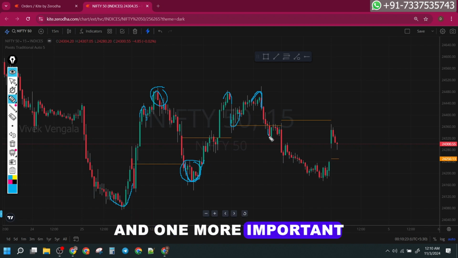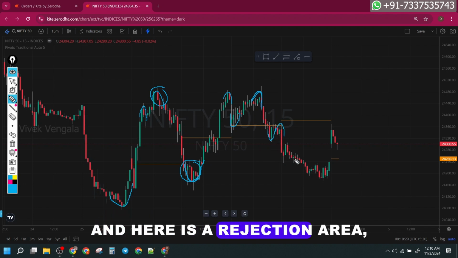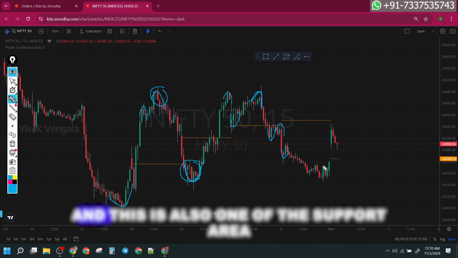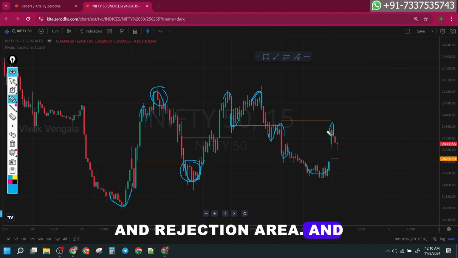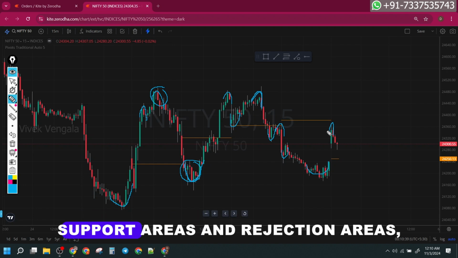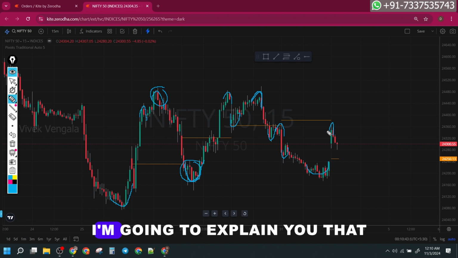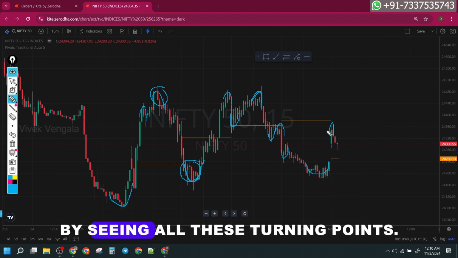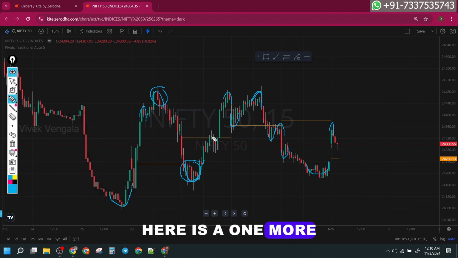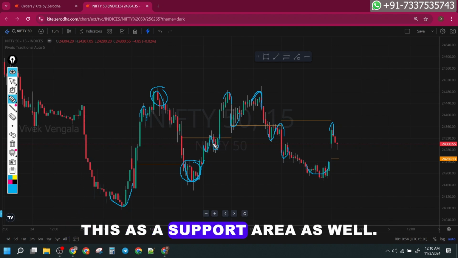And one more important area is here, a support area, and here is a rejection area, a support area, and this is also one of the support and rejection areas. And out of these support areas and rejection areas, which ones are important and which ones are not, I am going to explain, because you may be confused by seeing all these turning points. Here is one more support area, and we can consider this as a support area as well.